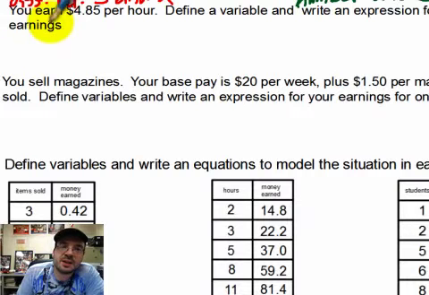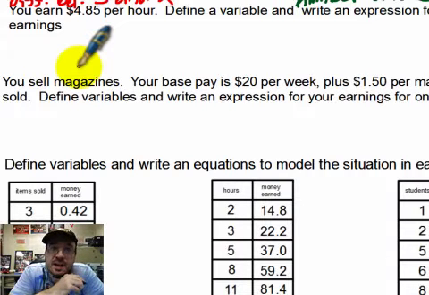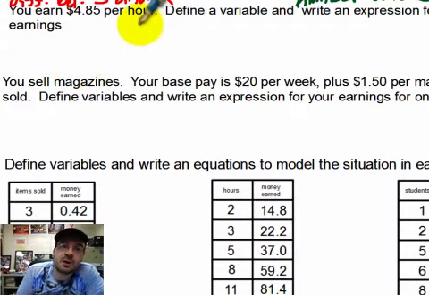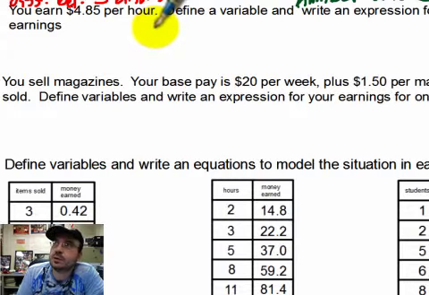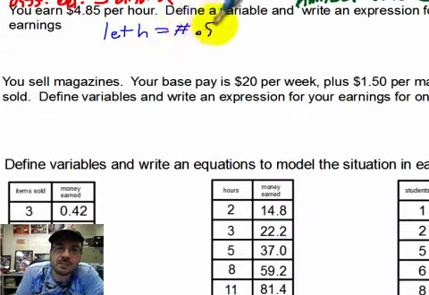let's continue here. We're going to actually do some story problem-ish type things. So it says you earn $4.85 per hour. Define a variable and write an expression for your earnings. So since we're talking about hours, you could use T to stand for the time, or you could use H to stand for hours. I'll just say let H equal the number of hours that you work. Okay?